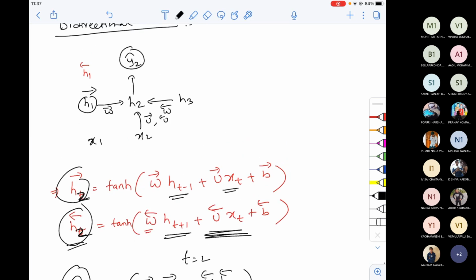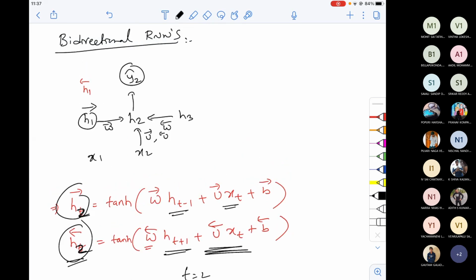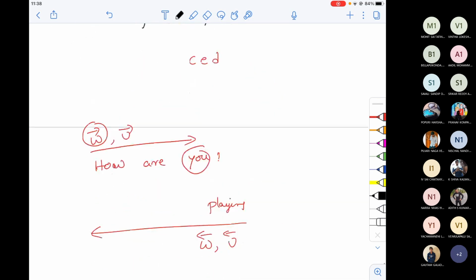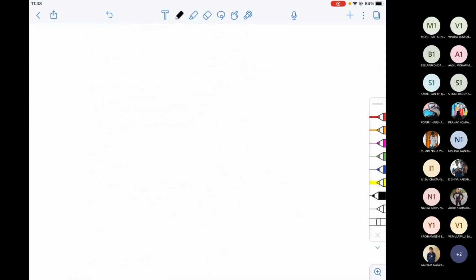For example, I'm guessing the next word that I'm typing. I type two words and I just want to predict the next word. Or maybe we'll see examples also, then you'll come to know. In this case, of course, you don't have the complete context. You can't go in the backward direction unless you type the entire sentence. I'll tell you one example where bidirectional LSTMs or RNNs are extremely useful. For example, I want to translate one sentence to another sentence.